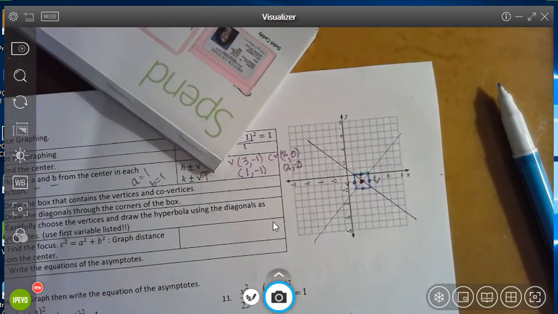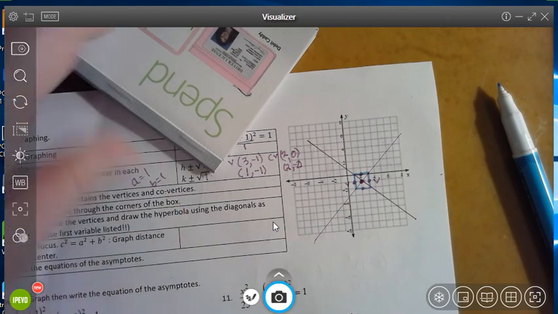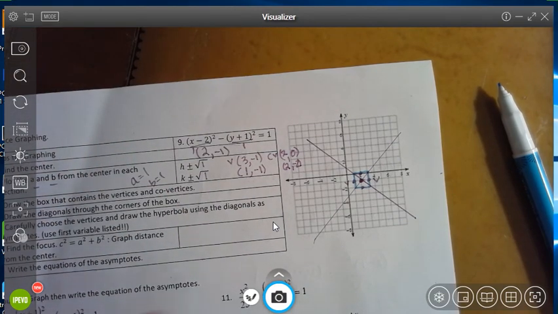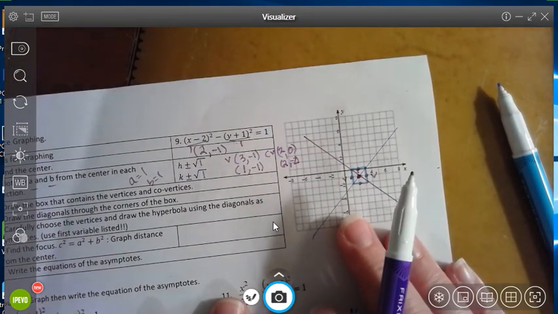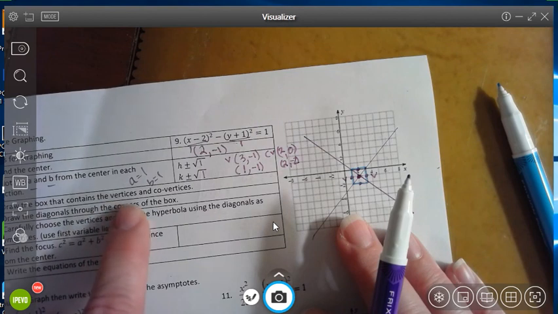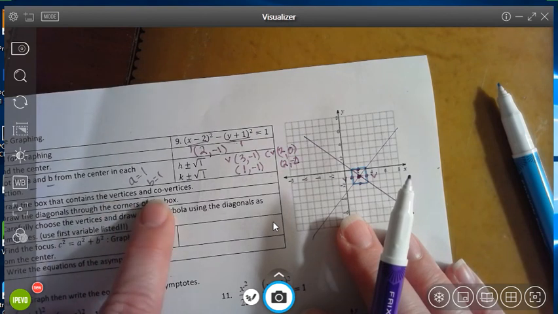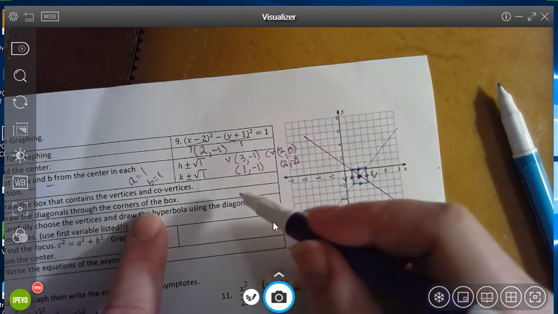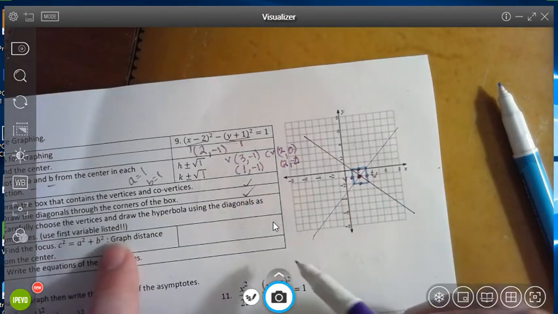All right. It might be ever so slightly off, but it's pretty close to accurate. This is the whole reason I wanted to do it on paper like this, because doing it on the computer is very difficult to get nice, good lines. All right, so draw the box that contains the vertices and the covertices. Did that. I did this and I did that.